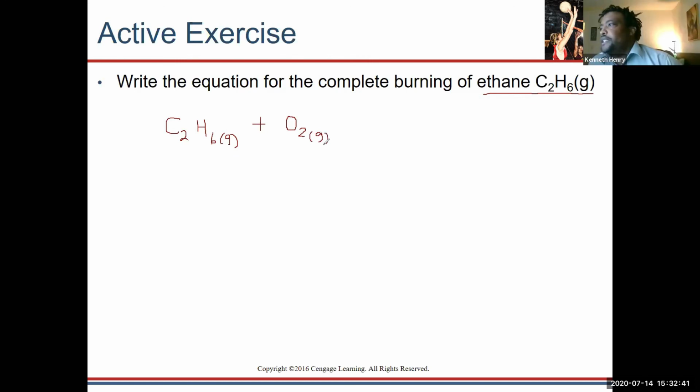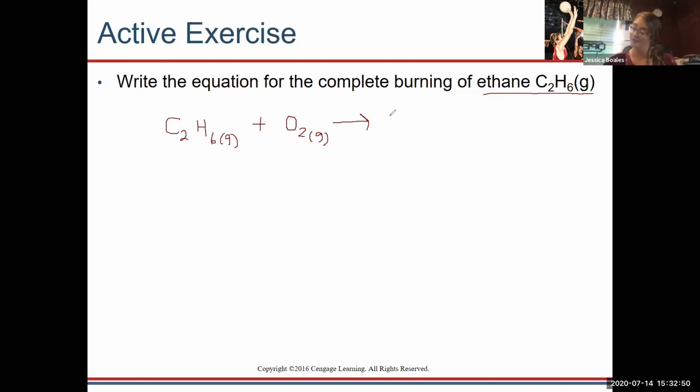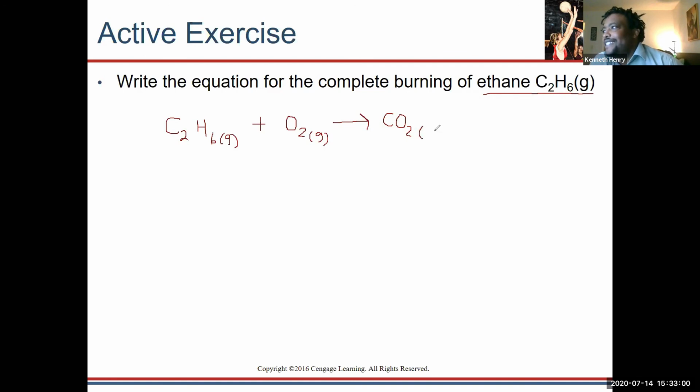So what are going to be our products? What do we breathe out? CO2. CO2, carbon dioxide. I heard somebody say carbon. I know what you meant. And what is going to be the other product? Water. That's right, water. Not just hydrogen, water.